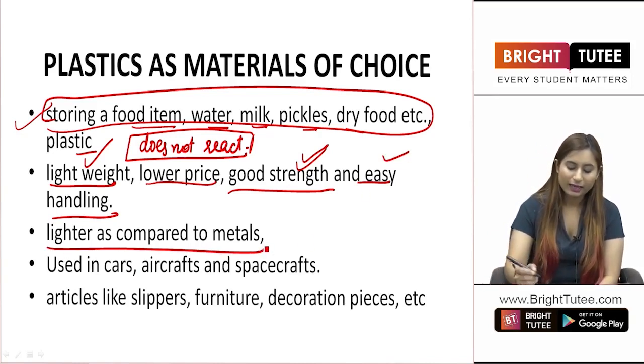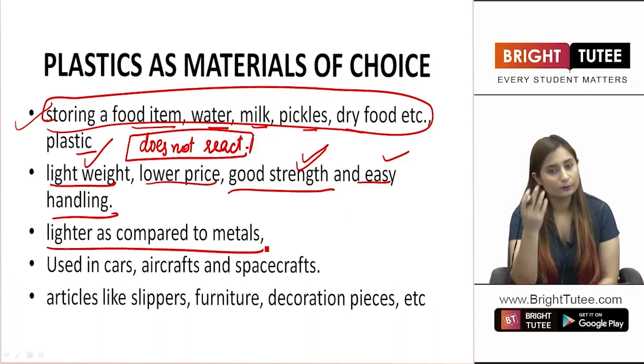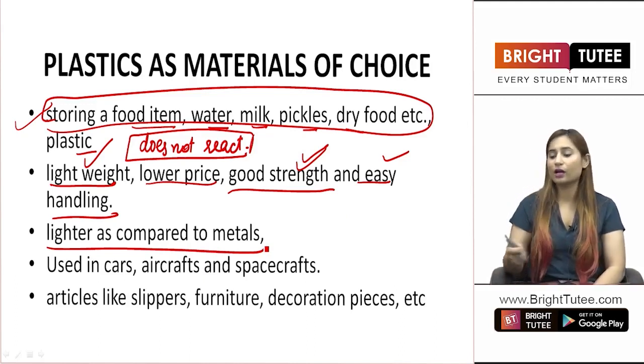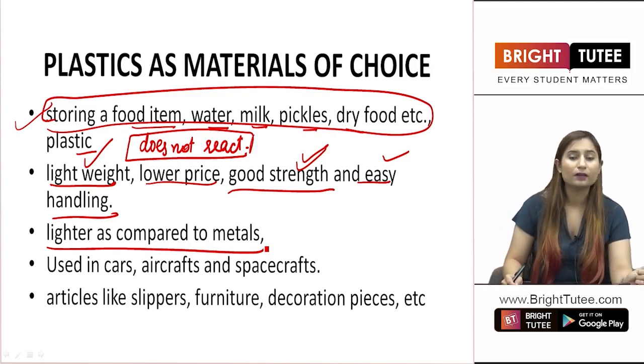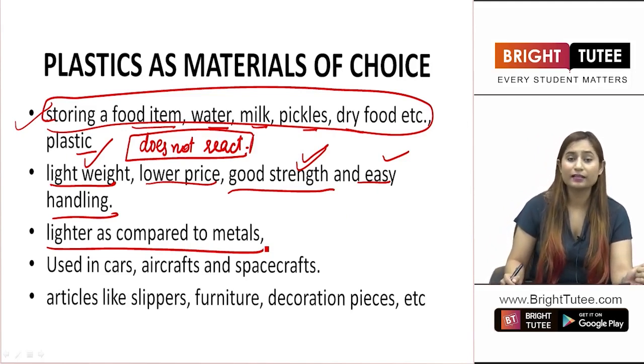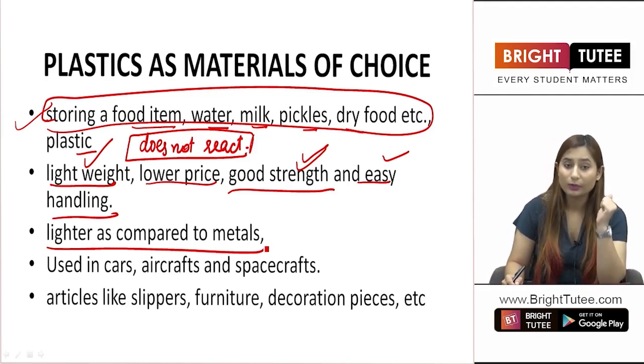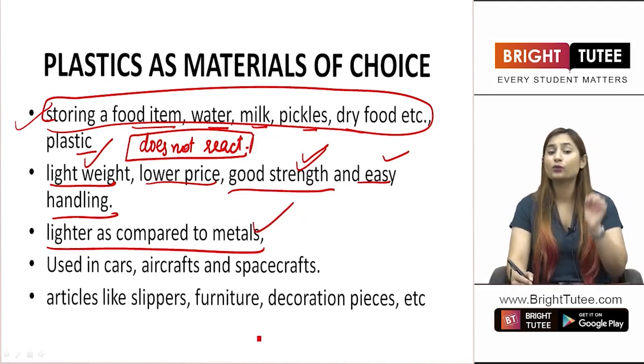Now, they are lighter as compared to metals. Obviously, I just gave you an example. You have an iron chair and you have a plastic chair. Which one will be easier to pick up? Obviously, the plastic chair, because iron is a very dense metal and it has a good weight inside it. So, to pick up the plastic chair will be very easy for you. So, lighter as compared to metals.